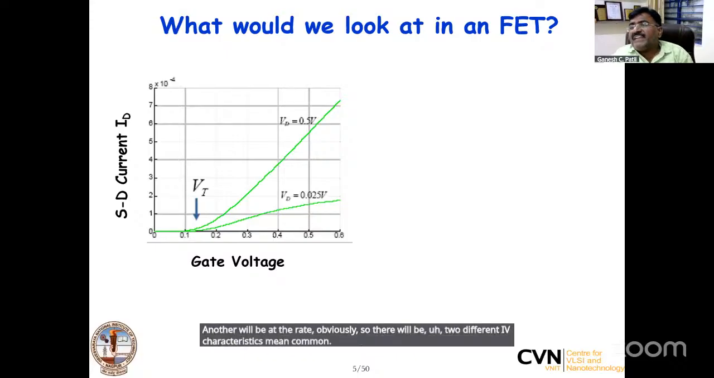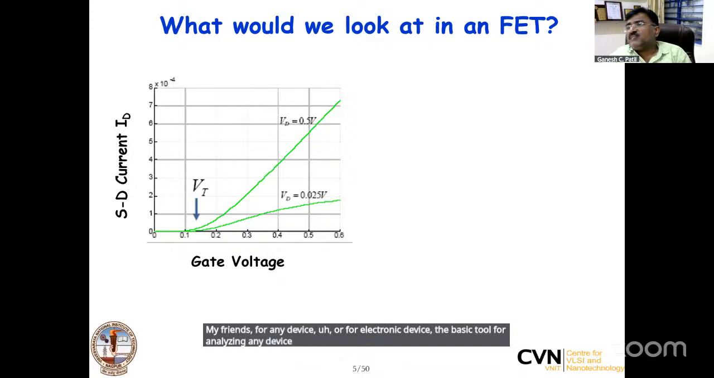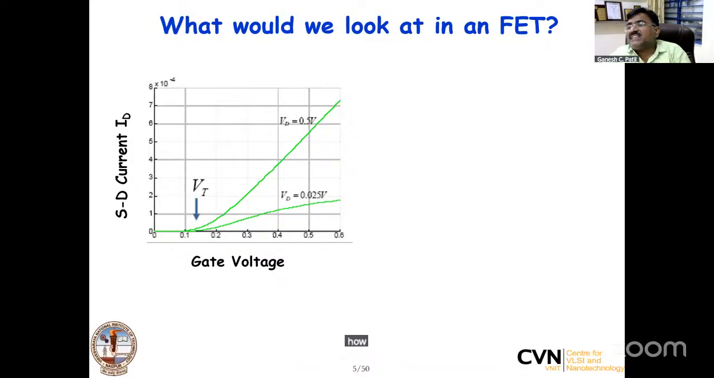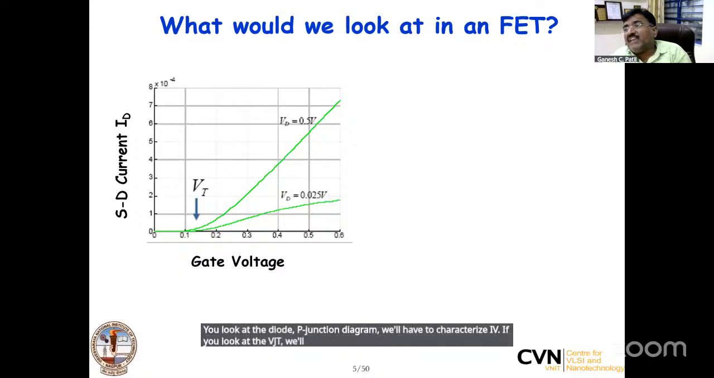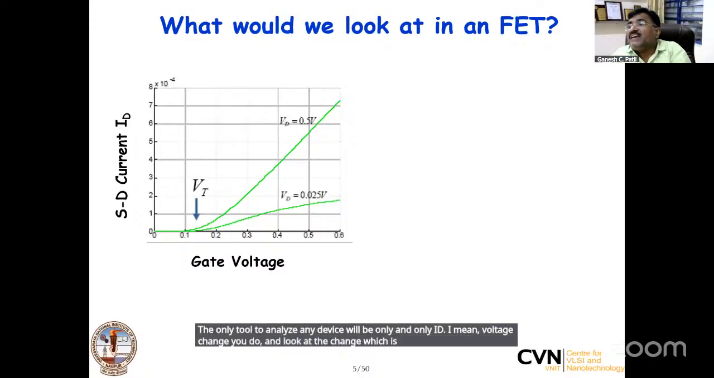My friends, for any electronic device, the basic tool for analyzing any device architecture is only the IV tool: how the voltage changes, and how there is a change in the current. If you look at the PN junction diode, we have to characterize IV. If you look at the BJT, we have to characterize the IV. For any device, maybe MOSFETs, BJT, IGBT, or SCRs, the only tool to analyze it is IV. You change the voltage and look at the change happening in the current.